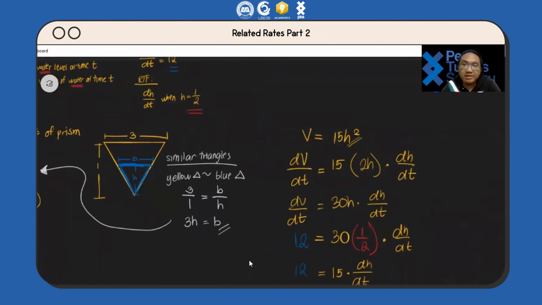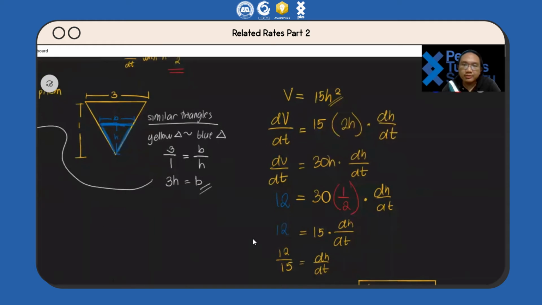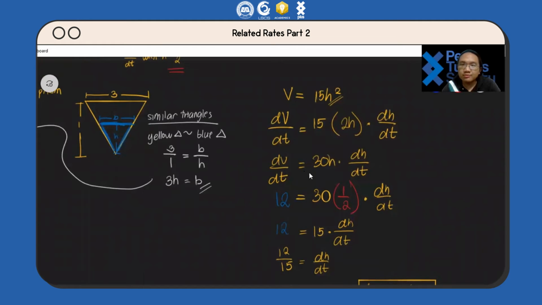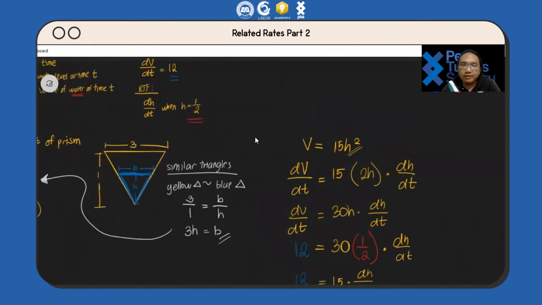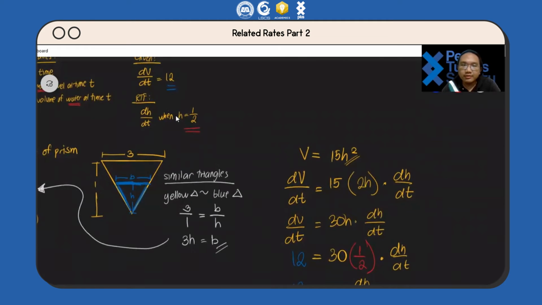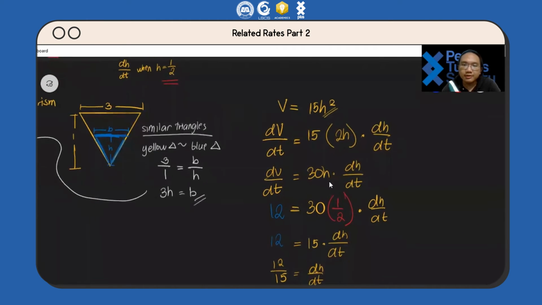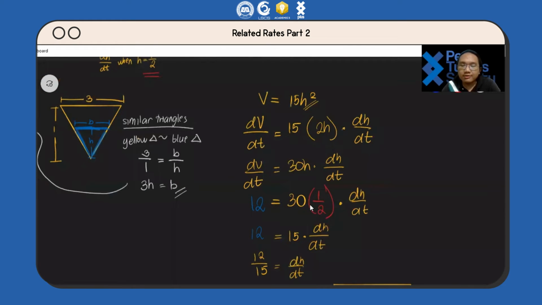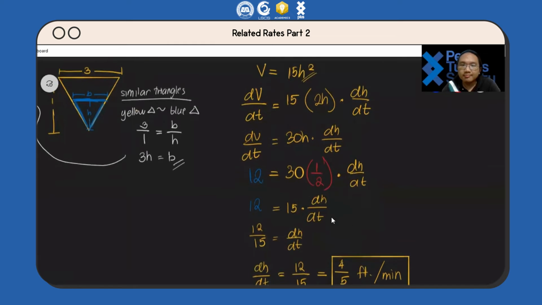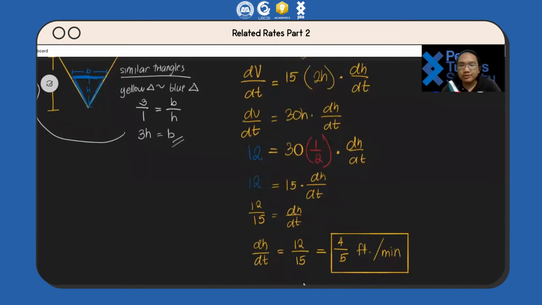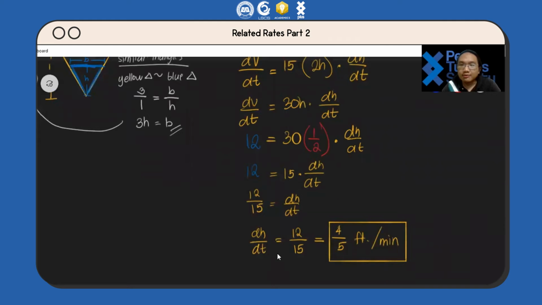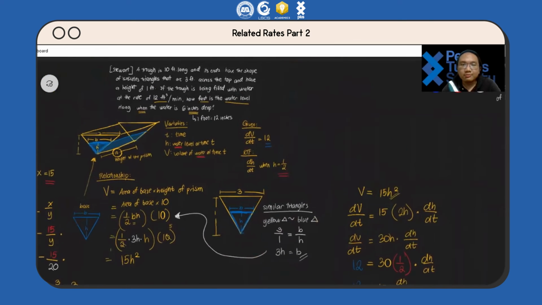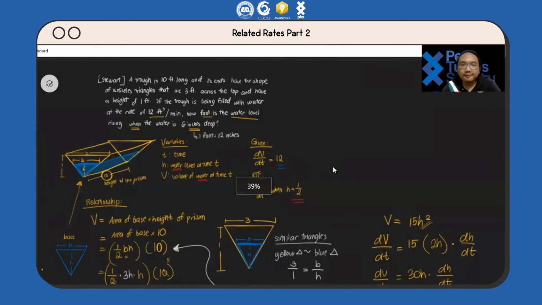We perform implicit differentiation. V equals 15h squared, so dV/dt is equal to 30h multiplied by dh/dt. We plug in the values from here. dV/dt is 12. We want dh/dt when h is equal to 1/2. So 12 equals 30 times 1/2 times dh/dt. Doing some algebraic manipulations, we get that dh/dt is 12 over 15, or simplifying, 4/5 feet per minute. So that is this trough problem over here.